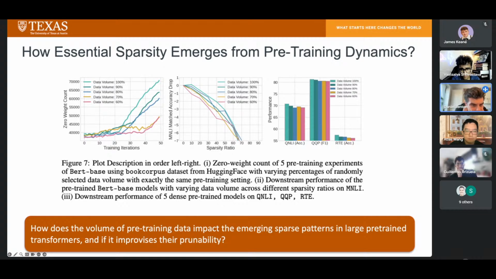Oh, I understand. Okay, fine. So it's the number of weights that actually end up going towards 0 during training. Yes. At each stage, we save a checkpoint and plot this curve. Yeah, okay. Makes sense.